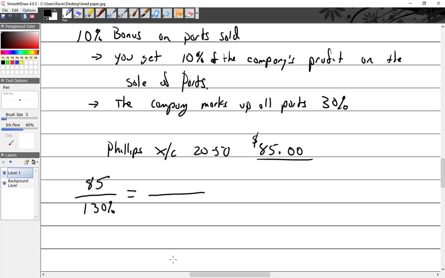I'm trying to figure out what 100% of that was. Am I not? Yeah. Okay, so we're going to make these into decimals, right? So what is it? 85 equals 1.3x. So divide both sides by 1.3. And I get what? I'll do it here. X equals. What did the company pay for this thing?